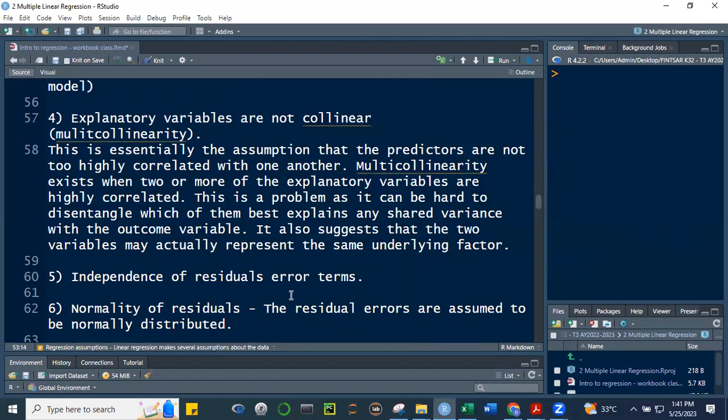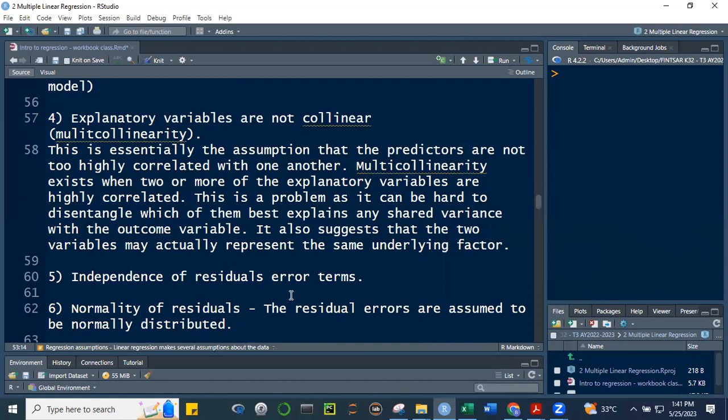Kasi pag may independence, if they're not independent, then yung value na residual ko ngayon was affected by the value last time, which was affected by the value last time. So kung may interdependence dun sa mga values ng residuals, may trend yan.